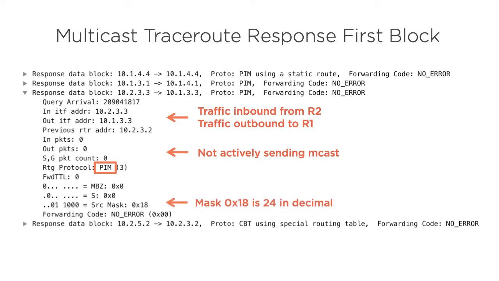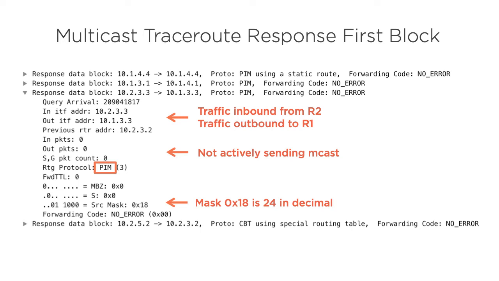Let's jump down to the source mask. We see 18 in hex, which is 24 in decimal. I'm a simple man and I like to use /24 prefix lengths in my lab environments. This field is effectively saying my RPF to 10.2.5.5, the source of the multicast, is covered by a /24 route. Specifically, the network is 10.2.5.0/24, which houses the Wired Brain Coffee servers.